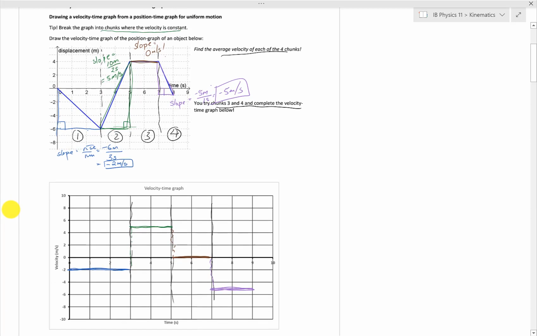So quick recap on some important points. Number 1, it's a good thing to visualize the motion of your graph. That way it gives you an idea that will help you check your answers later. And number 2, it's always good to break down the graph into chunks to help you draw your velocity time graph.